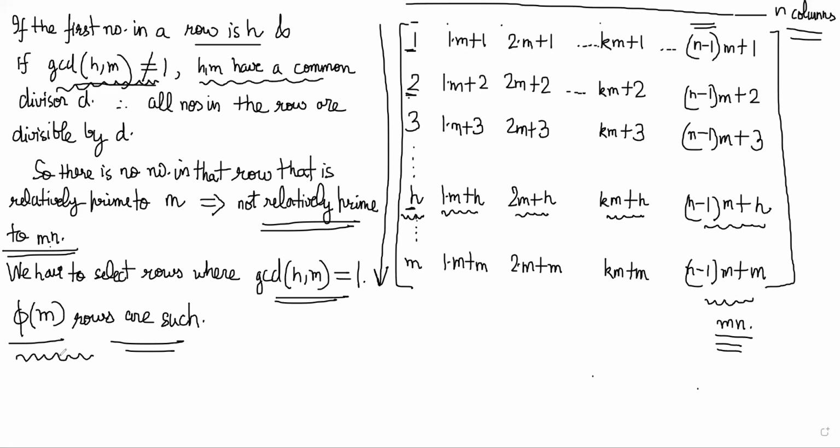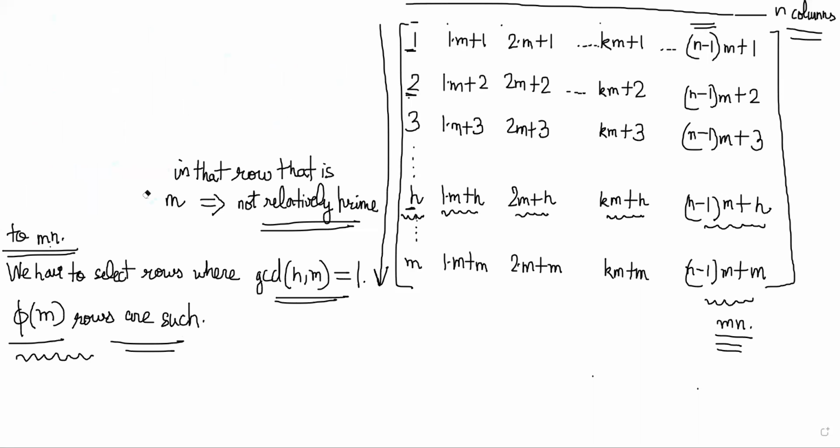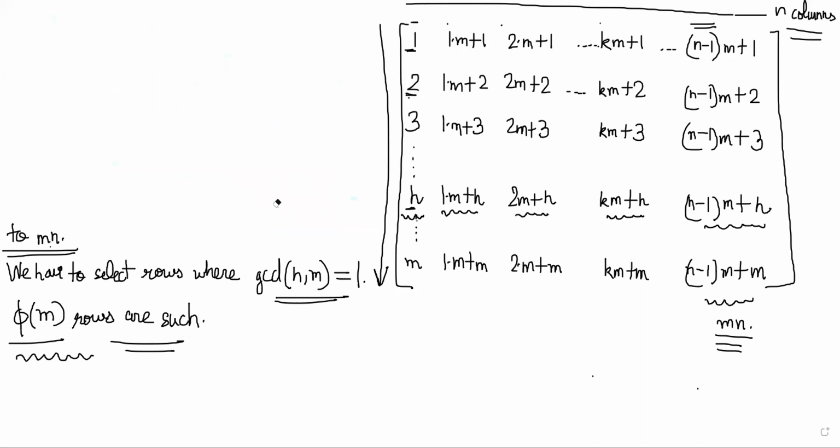Now we'll focus on the columns. Let's say we are in one of those phi m rows. In each of these phi m rows, I have to prove that there are phi n numbers that are co-prime to mn. We already know the number of rows. We have to prove that in each row there are phi n, so that we get phi m into phi n total.